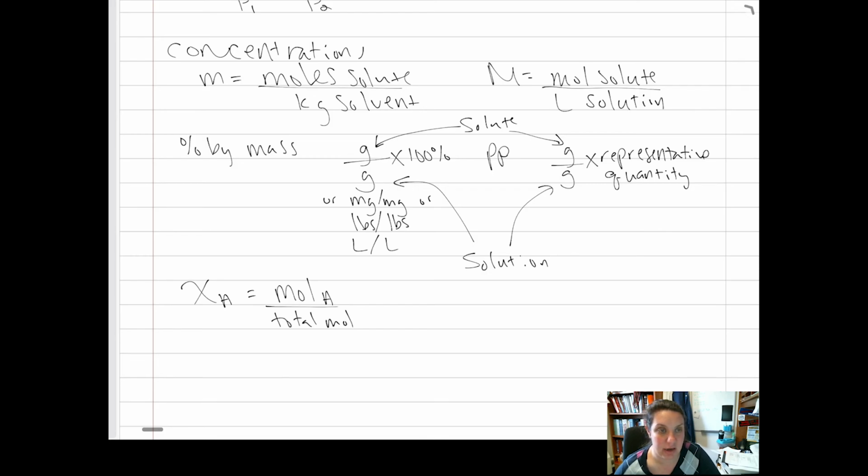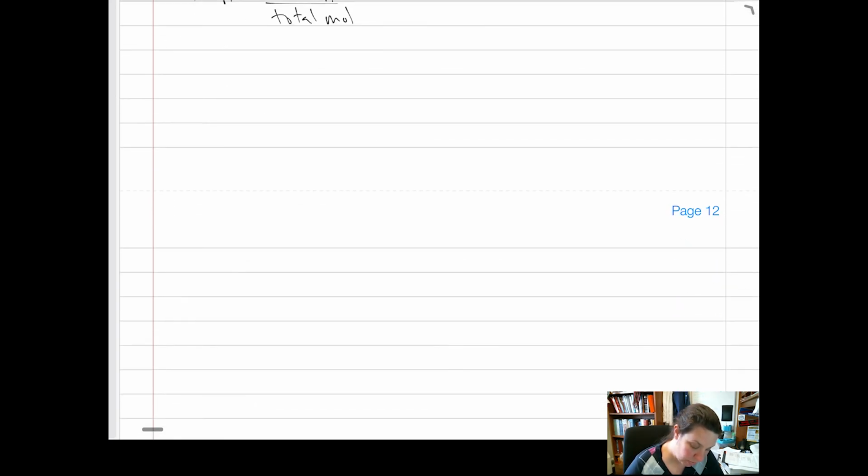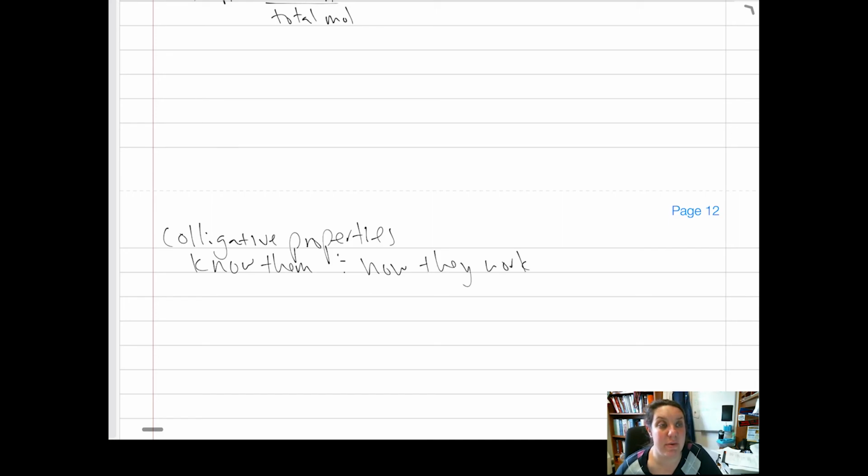Okay, and then last part of chapter 13, we start talking about colligative properties. So you should know what a colligative property is. So you should know them and how they work. How do we have vapor pressure lowering? How do we have boiling point elevation? How do we have freezing point depression? How do we have osmotic pressure increasing?